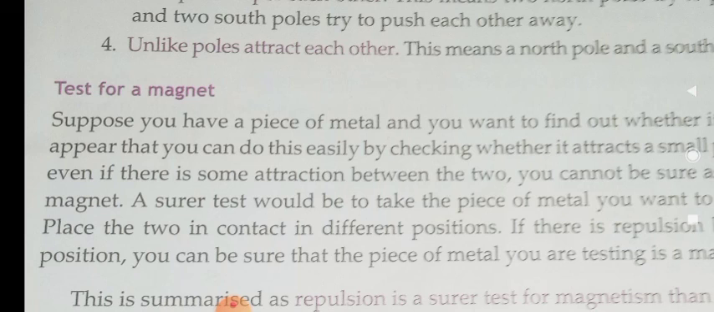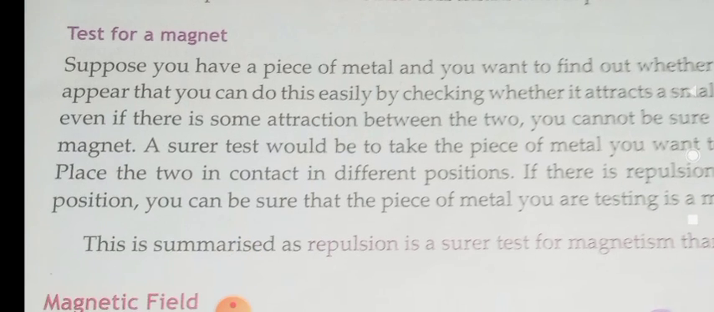When you keep two metals together, they may attract each other. If they attract each other, you are not able to identify which is a magnet and which is a metal. So how can you do this? To clarify this, a surer test would be to take the piece of metal you want to test close to a magnet. Place the two in contact in different positions. If there is a repulsion between them at some position, you can be sure that the piece of metal you are testing is a magnet.